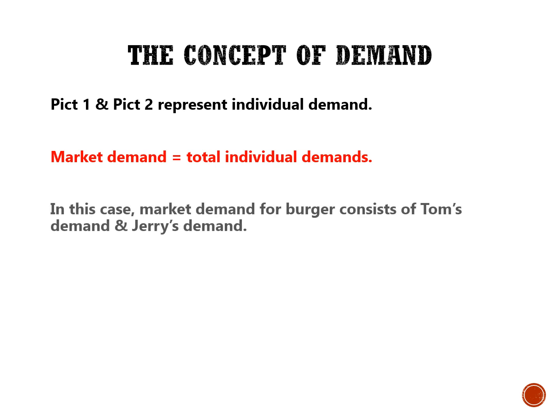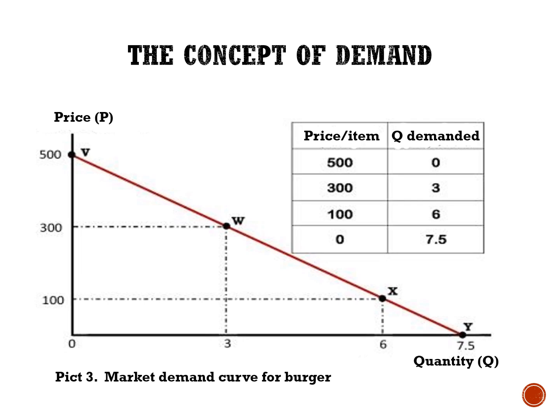As we know, Picture 1 and Picture 2 represent individual demand, while market demand is the sum of individual demands. In this case, market demand for burgers consists of Tom's demand and Jerry's demand. Thus, as we look at Picture 3, the market demand for burgers is the demand of Tom plus the demand of Jerry.